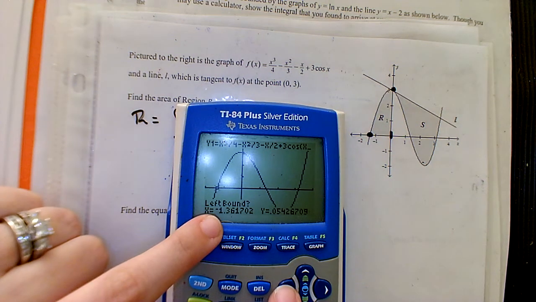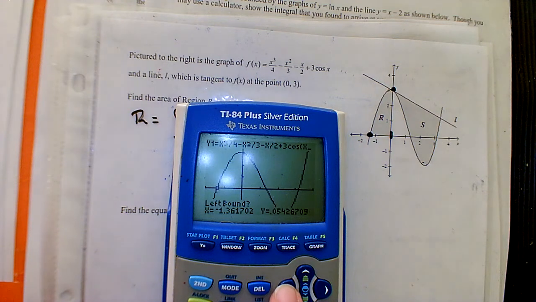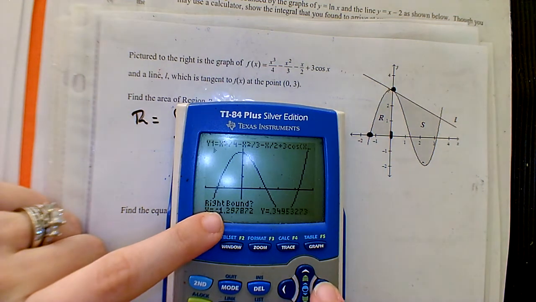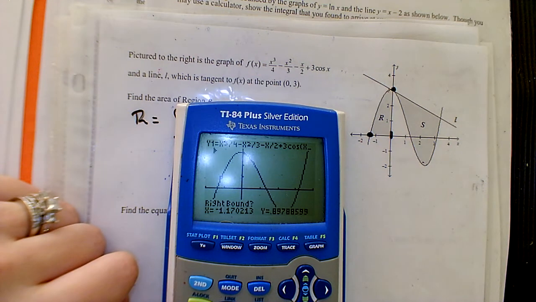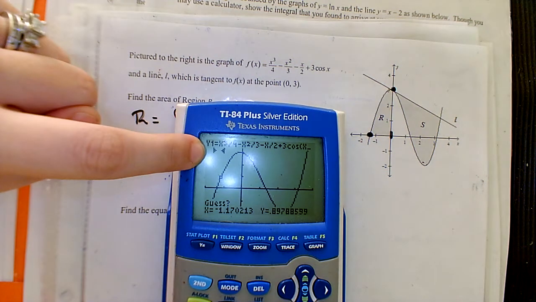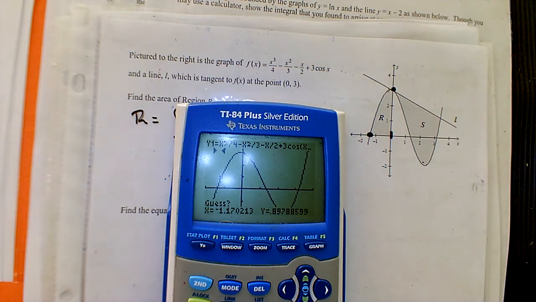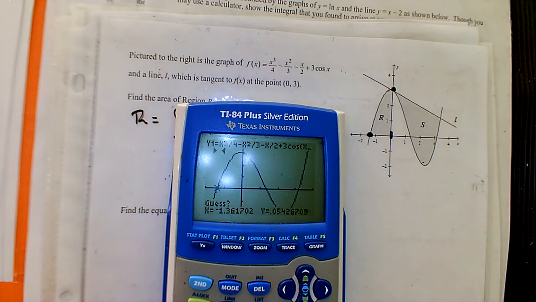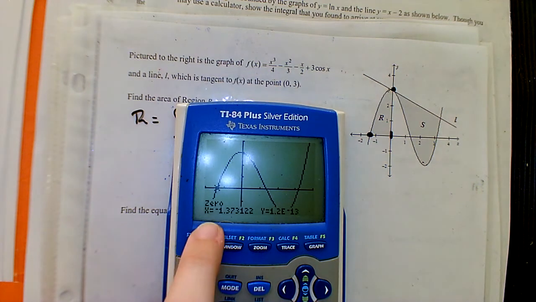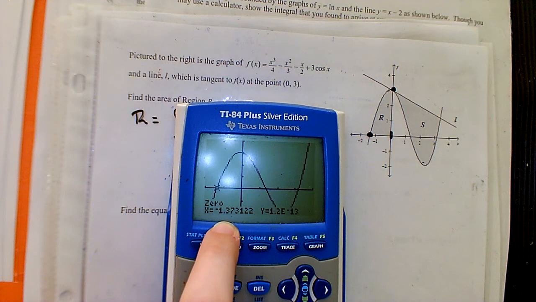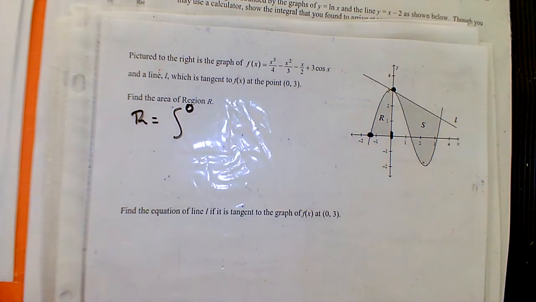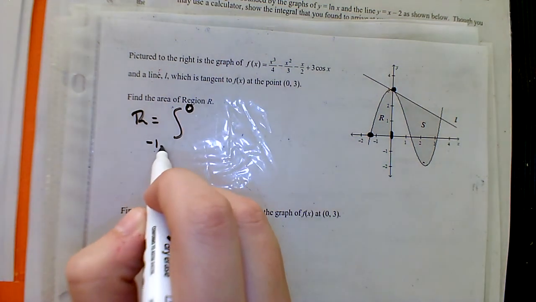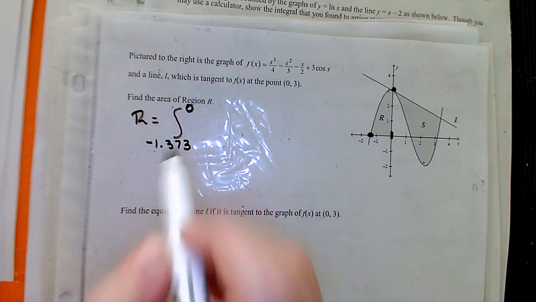And the first question it's asking us is to pick a point on the left. You see how it says left bound? So we'll hit the left arrow a few times. Then it wants us to pick a point to the right of where we think it is. You should see those arrows pop up. That's just your way of telling the calculator the x-intercept is somewhere in between those arrows. And the last question, it wants you to take a guess. So the exact 0 is negative 1.373. Okay, so that would be our bottom bound, negative 1.373.